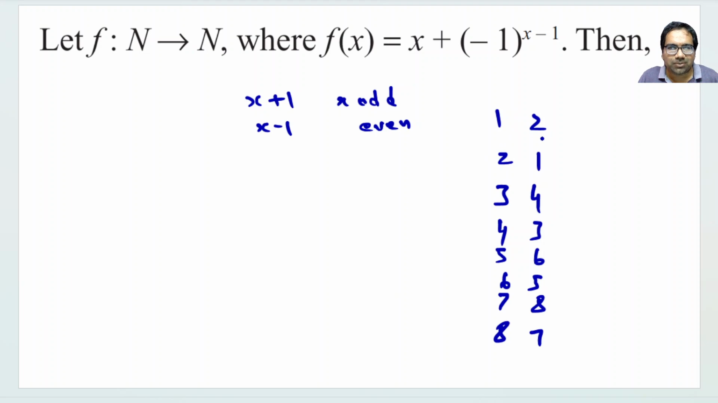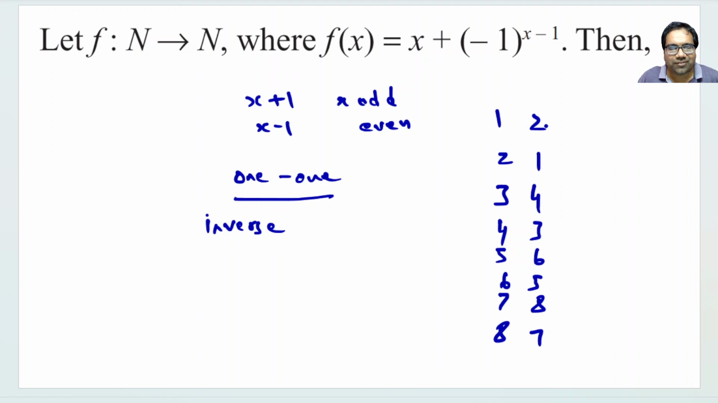Likewise, 1 is mapped to 2, 2 is mapped to 1, 3 is mapped to 4, 4 is mapped to 3, 5 is mapped to 6, 6 is mapped to 5. Clearly, this is a 1-1 function. Every number is mapped to the adjacent number: if it is odd, to the next number, if it is even, to the previous number. All natural numbers are mapped to all natural numbers. Whenever there is a 1-1 function, we can have an inverse.